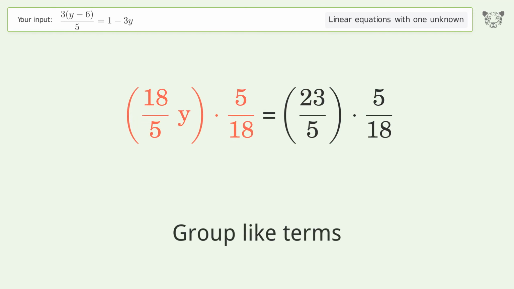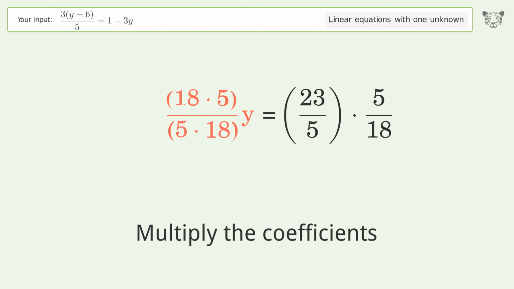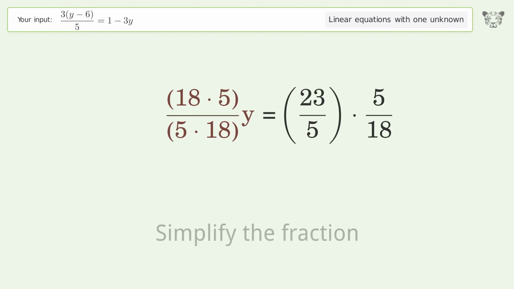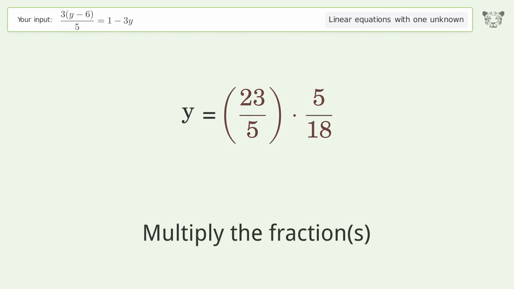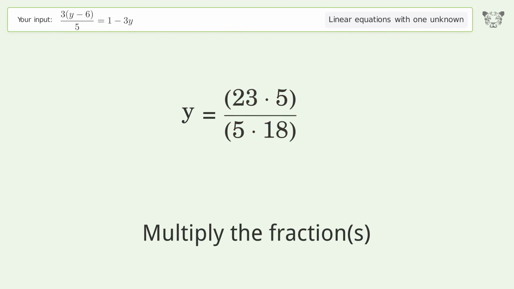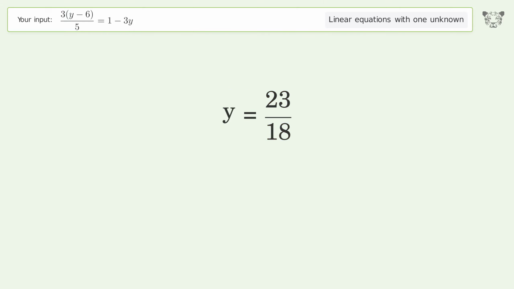Group like terms. Multiply the coefficients. Simplify the fraction. Multiply the fractions. Simplify the arithmetic. And so the final result is y equals 23/18.